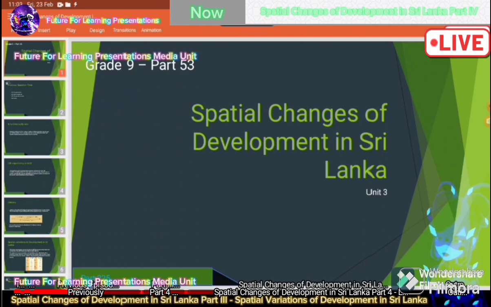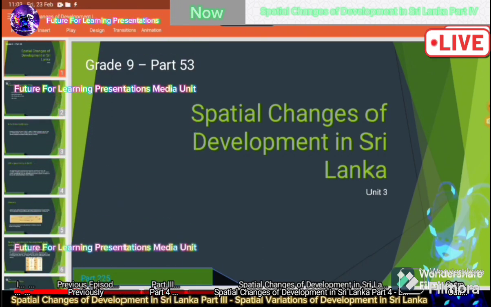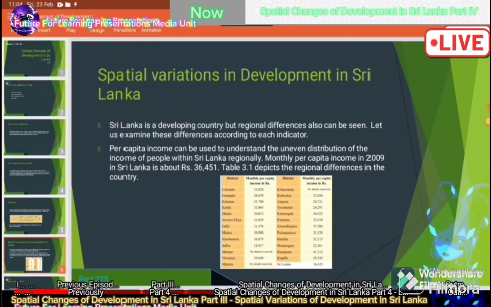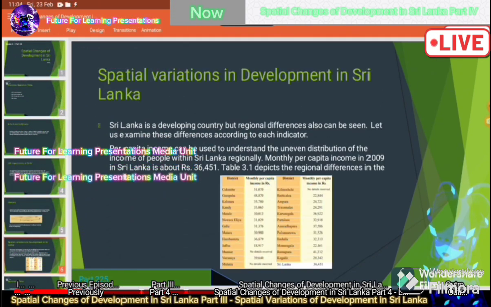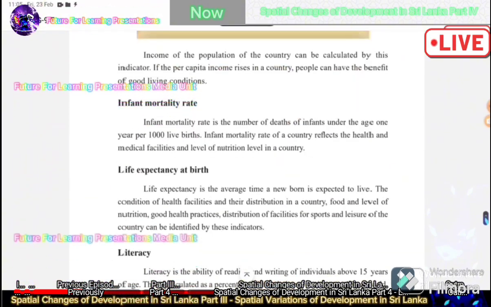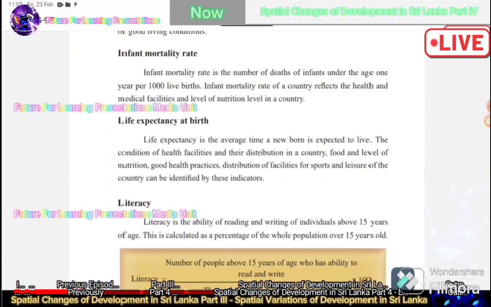Today I'm going to discuss the spatial variations of the dimensions of development, part 3. We're going to look at life expectancy and literacy here in spatial variations of the dimensions of development, which will take all the way up to page 70. So from the top part of page 69, the rest of page 69 and page 70, all of part 3.